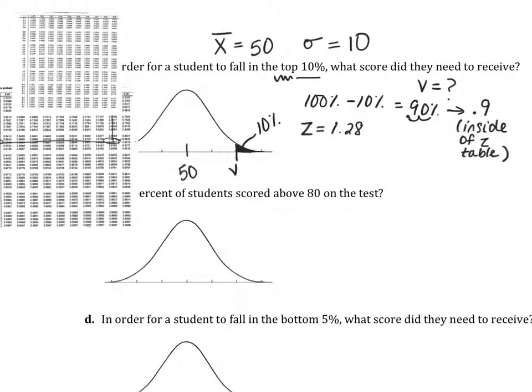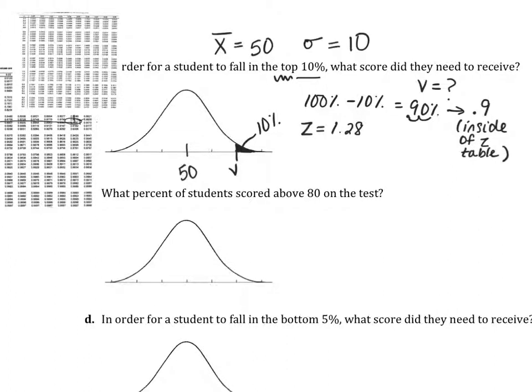So this is where you use the formula, all right? And that formula is Z is equal to V minus your mean over standard deviation. And we want to plug in the things that we know. So we know Z, we just found it out. Z is 1.28. That's going to be equal to V is what we're trying to find, minus the mean, which is 50, over your standard deviation. You solve these all the same way, and I think this comes up again in part D. We need to get rid of the 10 on the bottom by multiplying by 10.